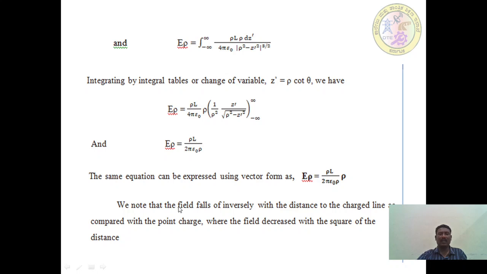We note that the field falls off inversely with the distance from the charged line, as compared with the point charge. See, in the point charge 1 by 4 is there, here for the line charge 1 by 2 is there, whereas for the point charge the field decreases with the square of the distance.